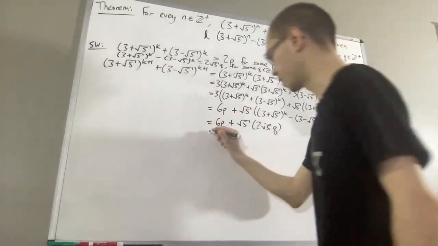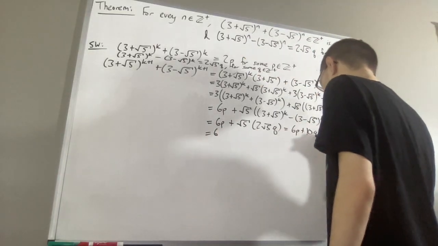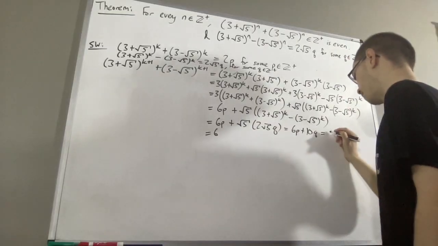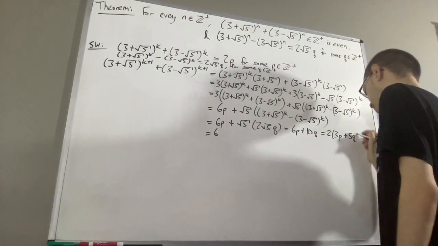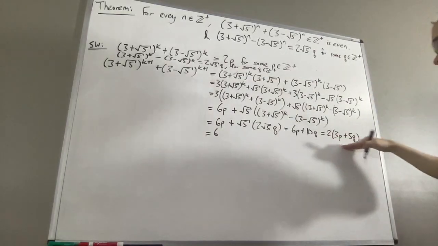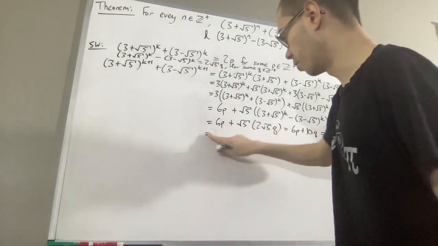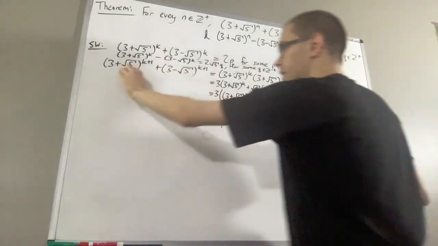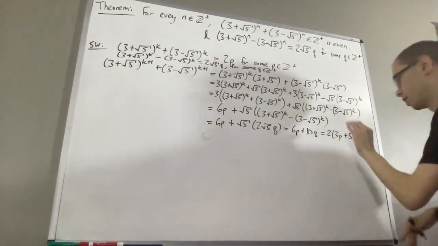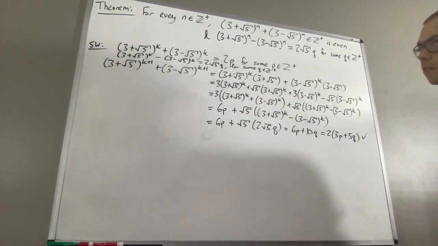But then this I'll write right here. This is 6p plus 10q, and we could factor out a 2, so this is just 3p plus 5q. So this is an even positive integer. This chain of equality shows that this quantity is an even positive integer. So we're all good here.